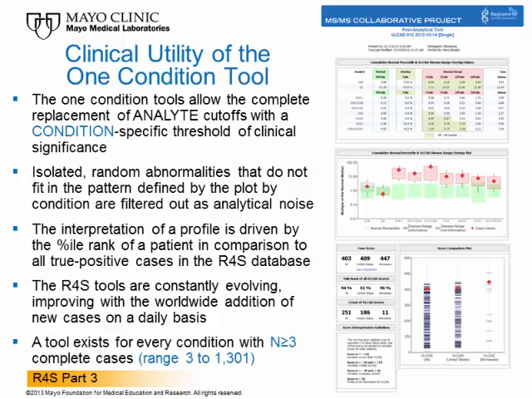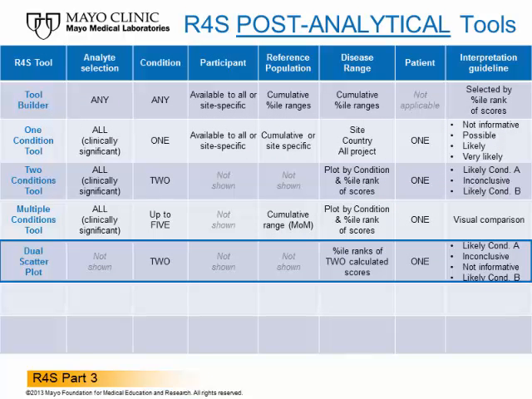Finally, a tool has been released into production for every condition detected by tandem mass spectrometry with a count of submitted cases equal to or greater than 3, ranging between 3 and 1,301 cases. It is time now to move on to the second type of tool, the dual scatter plot. Differently from the one-condition tool, one that seeks a yes or no answer, the dual scatter plot has a capability to resolve the differential diagnosis between two conditions with similar and overlapping biochemical phenotypes.